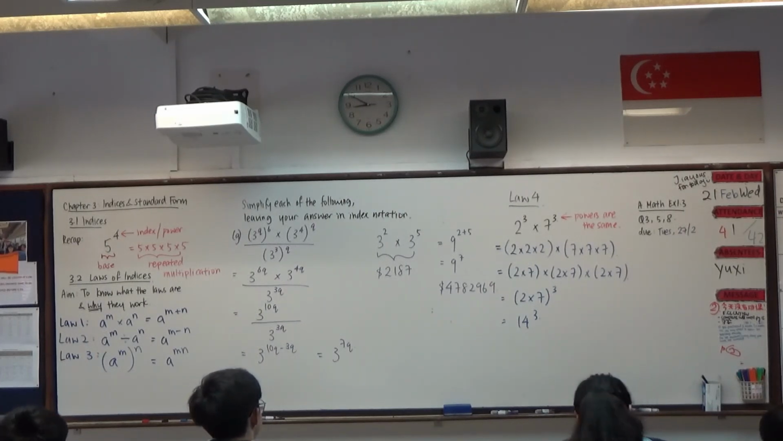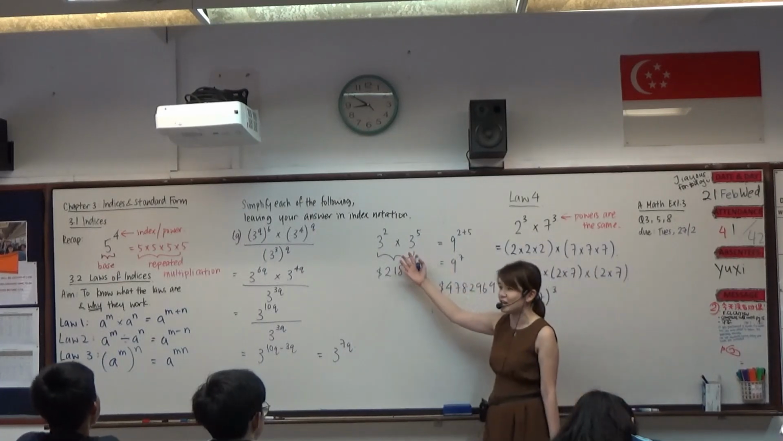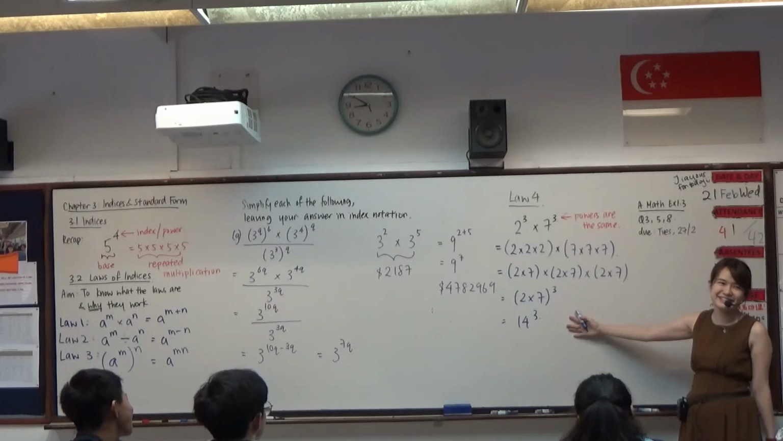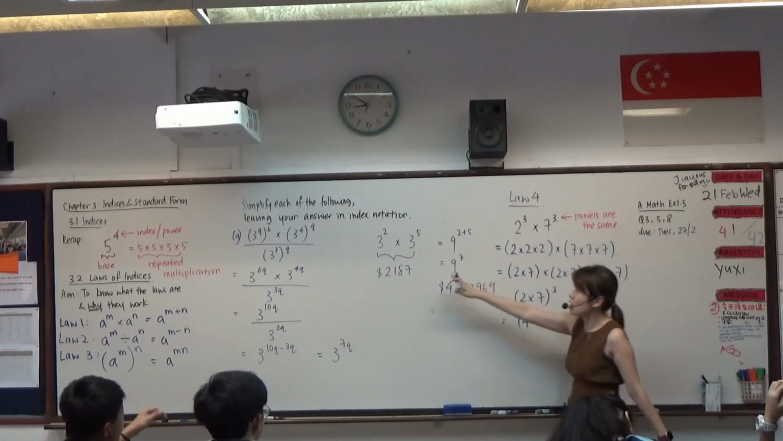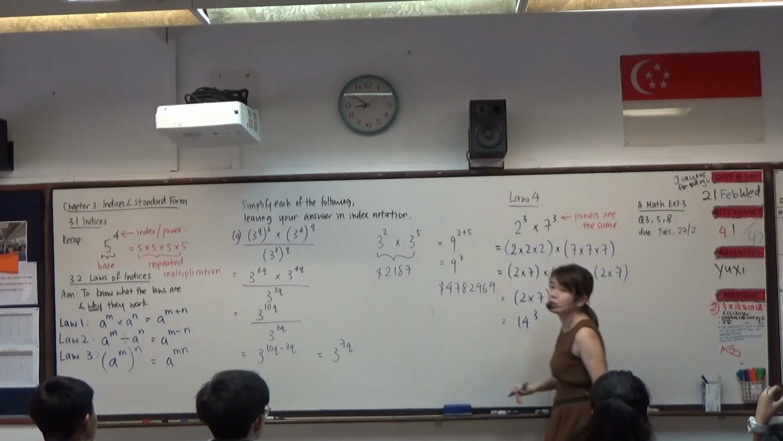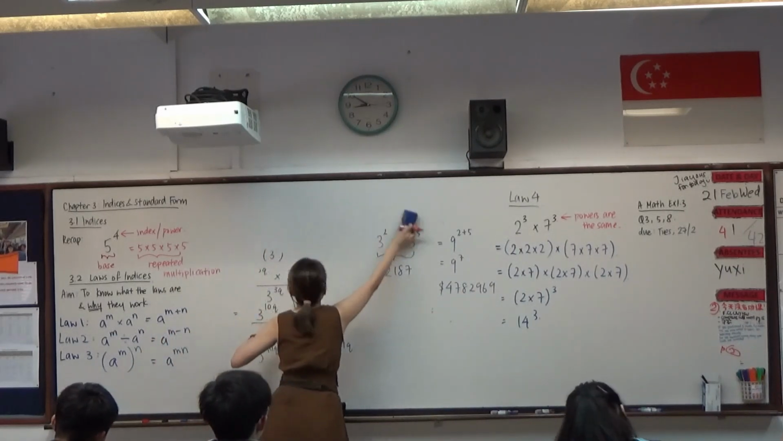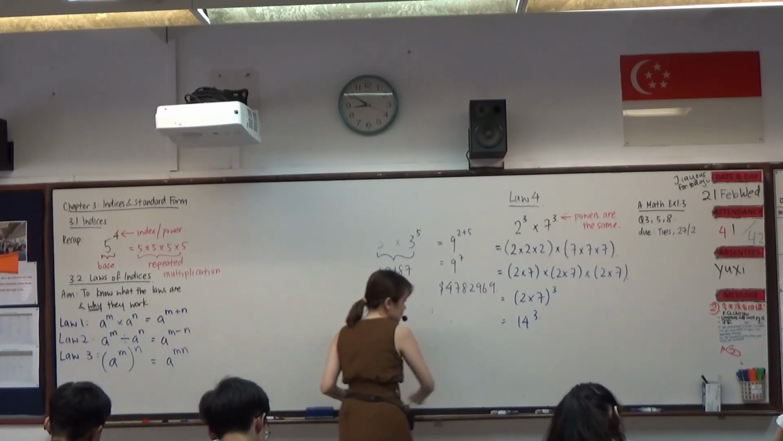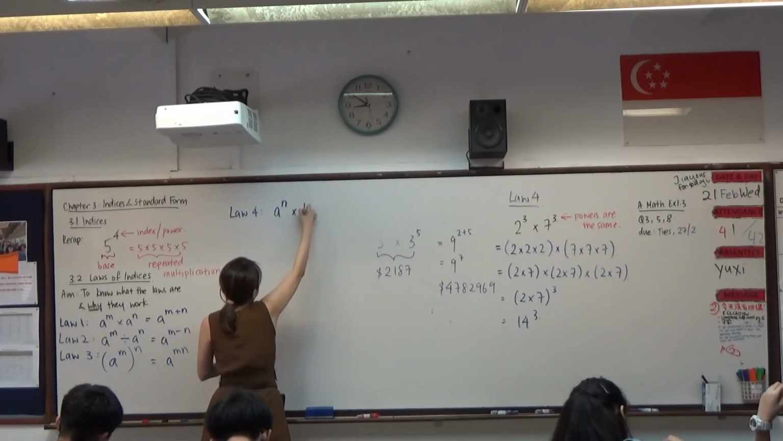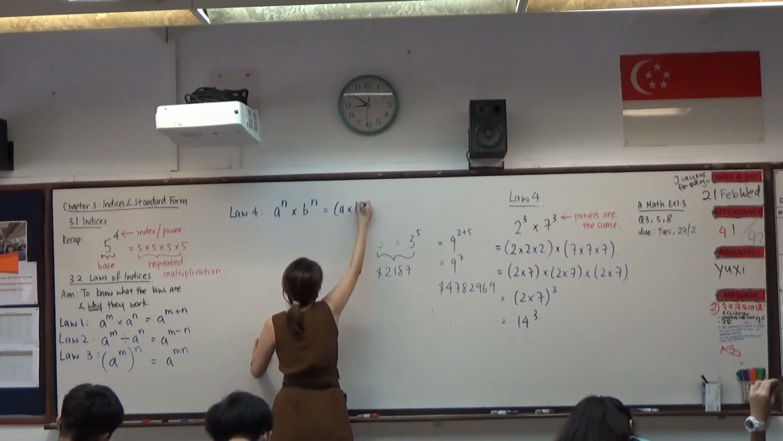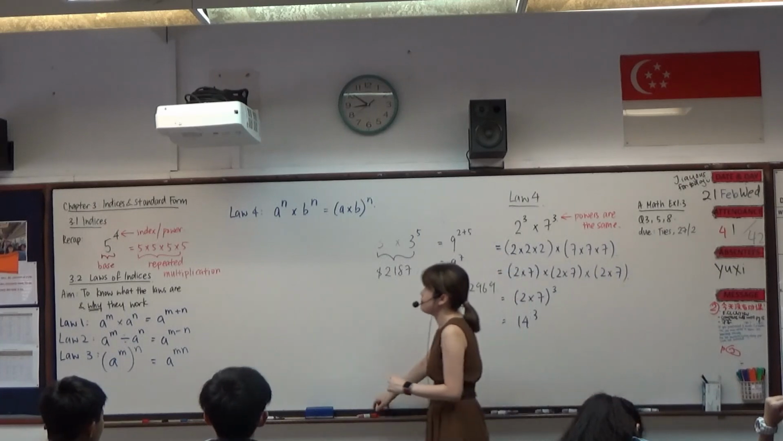So what can we conclude over here? This is where I think Benedict can start getting confused, because just now we said we cannot multiply the base. Now I say I can multiply the bases. So why is it that we multiply the base? It is because powers are the same. Earlier on, bases are the same, powers are different. So what we conclude out of this for law number 4 is that if I have a to the power of n times b to the power of n, I can get a times b to the power of n. Powers remain the same throughout, bases multiply with each other.